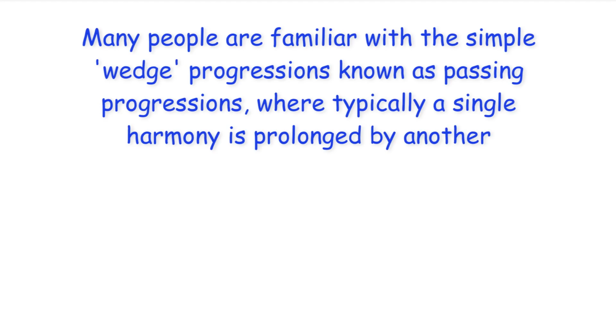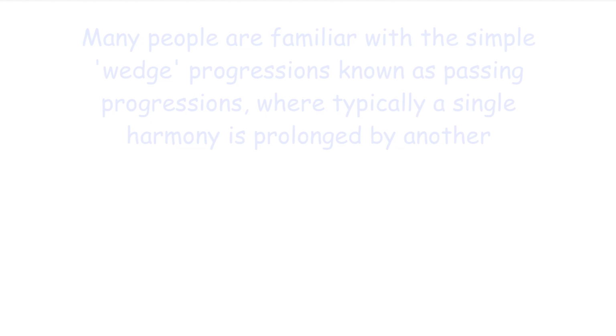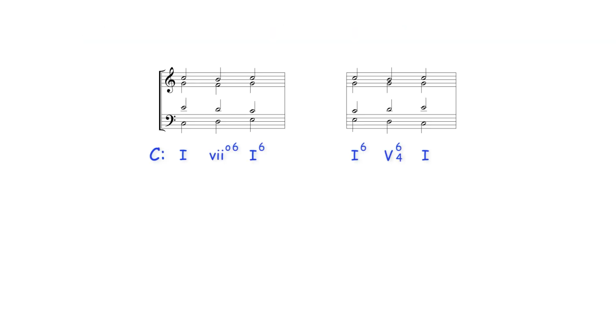Many people are familiar with the simple wedge progressions known as passing progressions, where typically a single harmony is prolonged by another. Here, for example, the motion between this major chord's root position and first inversion is connected here by a first inversion leading note diminished and here by a second inversion dominant chord.